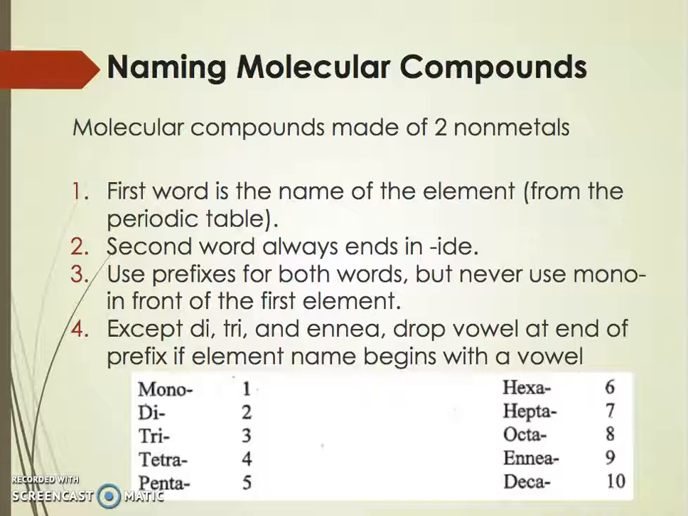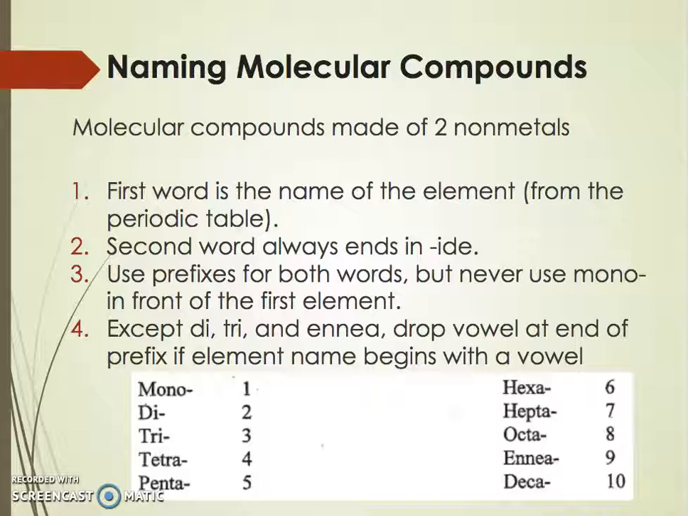So when it comes to naming molecular compounds, you are going to be able to recognize molecular compounds because they're made of two nonmetals. And so you'll have to remember, based on your periodic table, that the nonmetals are in the top right-hand corner of your periodic table. And I'll pull out the periodic table in just a second and we can go through that.